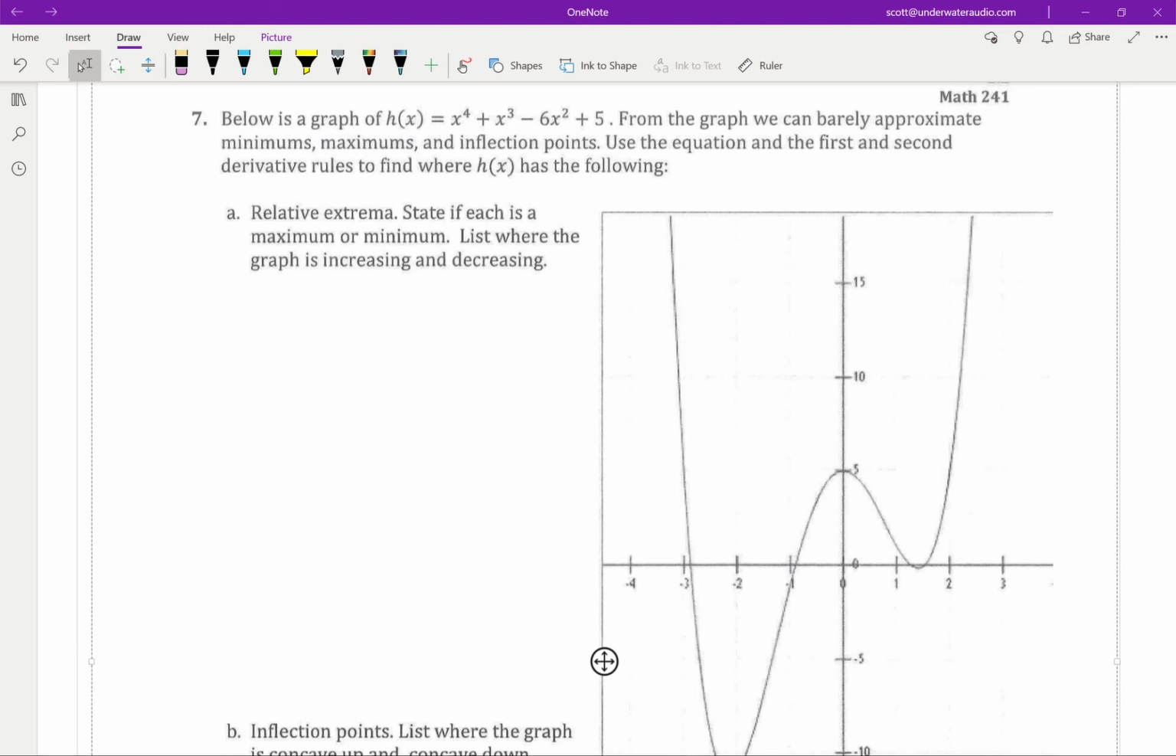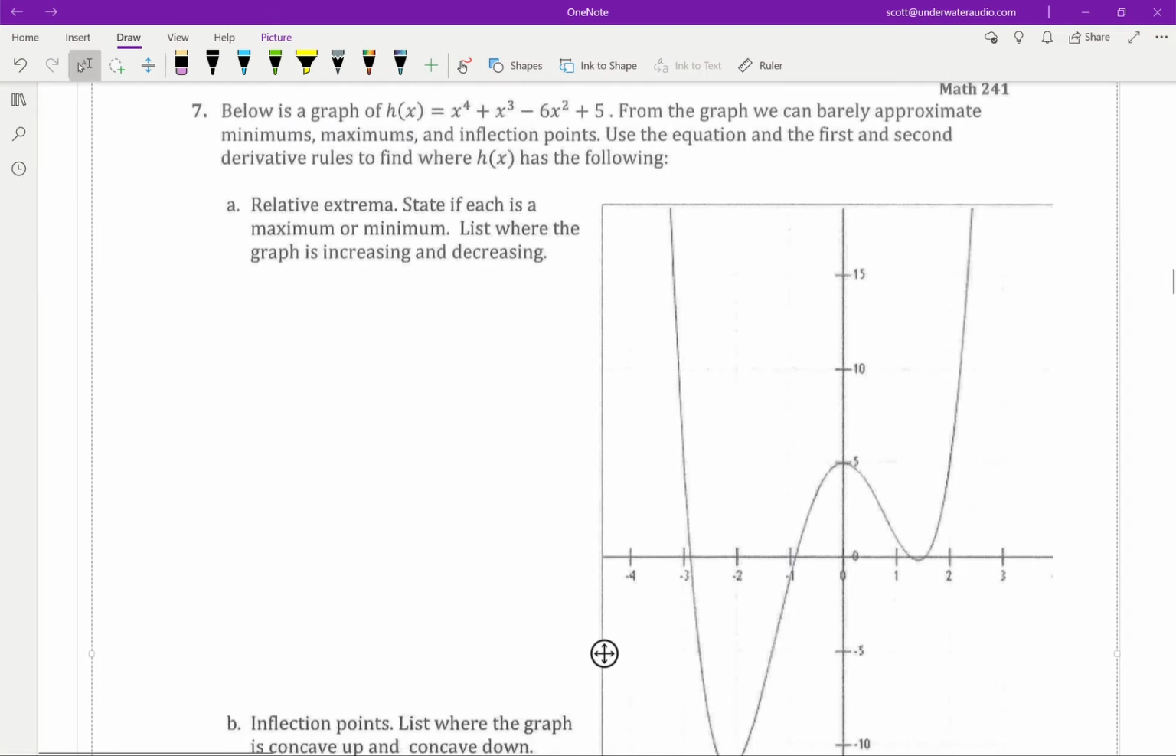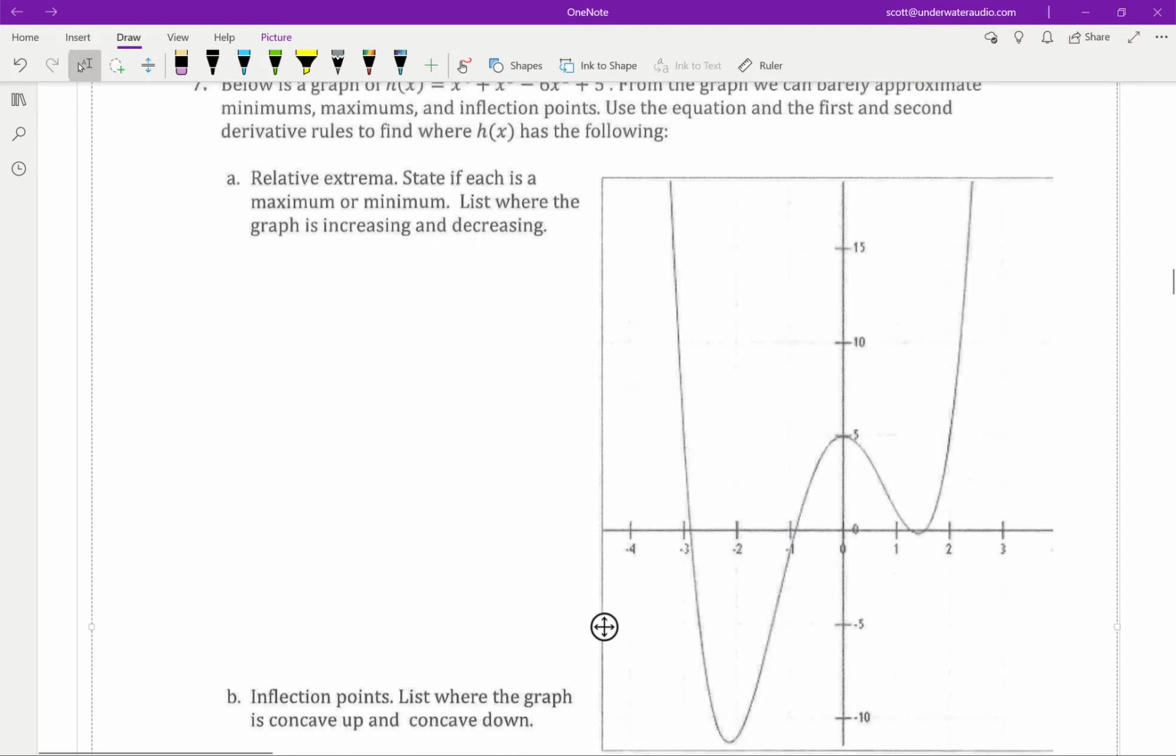All right, number 7. Below is a graph of h of x, which equals x to the fourth plus x cubed minus 6x squared plus 5. From the graph, we can barely approximate the minimums and maximums and inflection points. So yeah, that appears to be true.